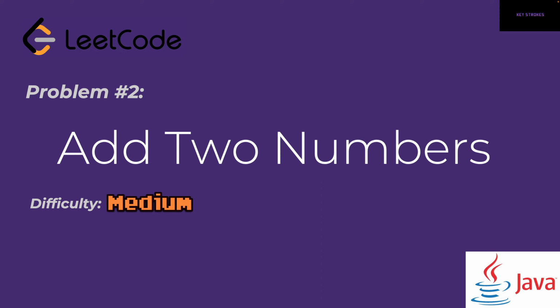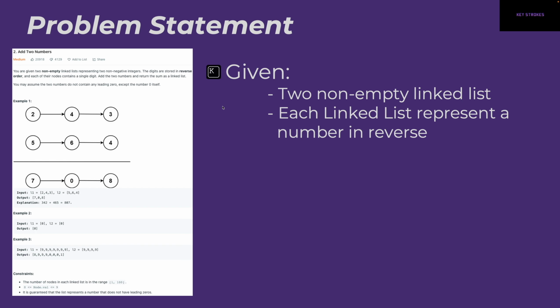Today we'll be solving LeetCode Problem number 2, which is about adding two numbers represented by a linked list. LeetCode ranks this problem as medium, so let's dive right into it. So let's take a look at the problem statement.